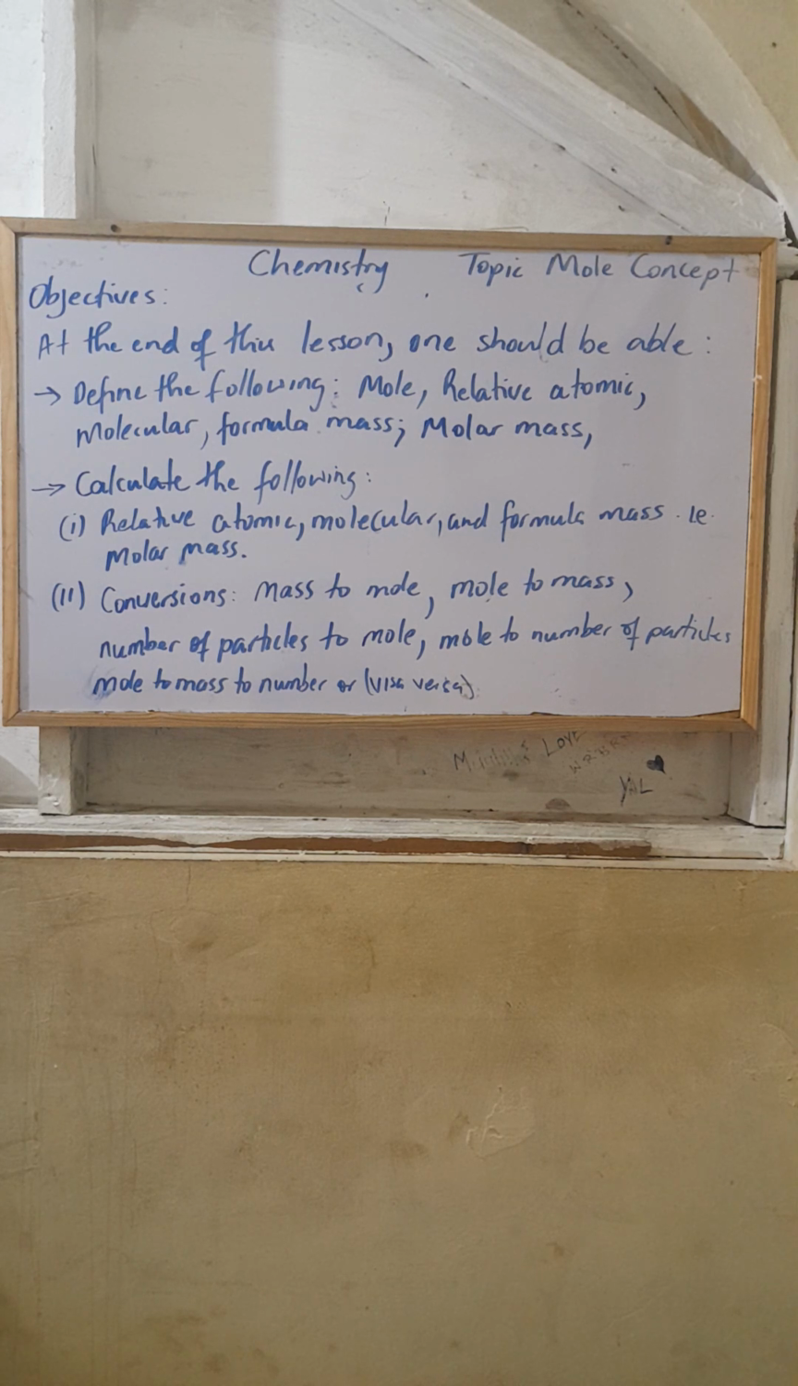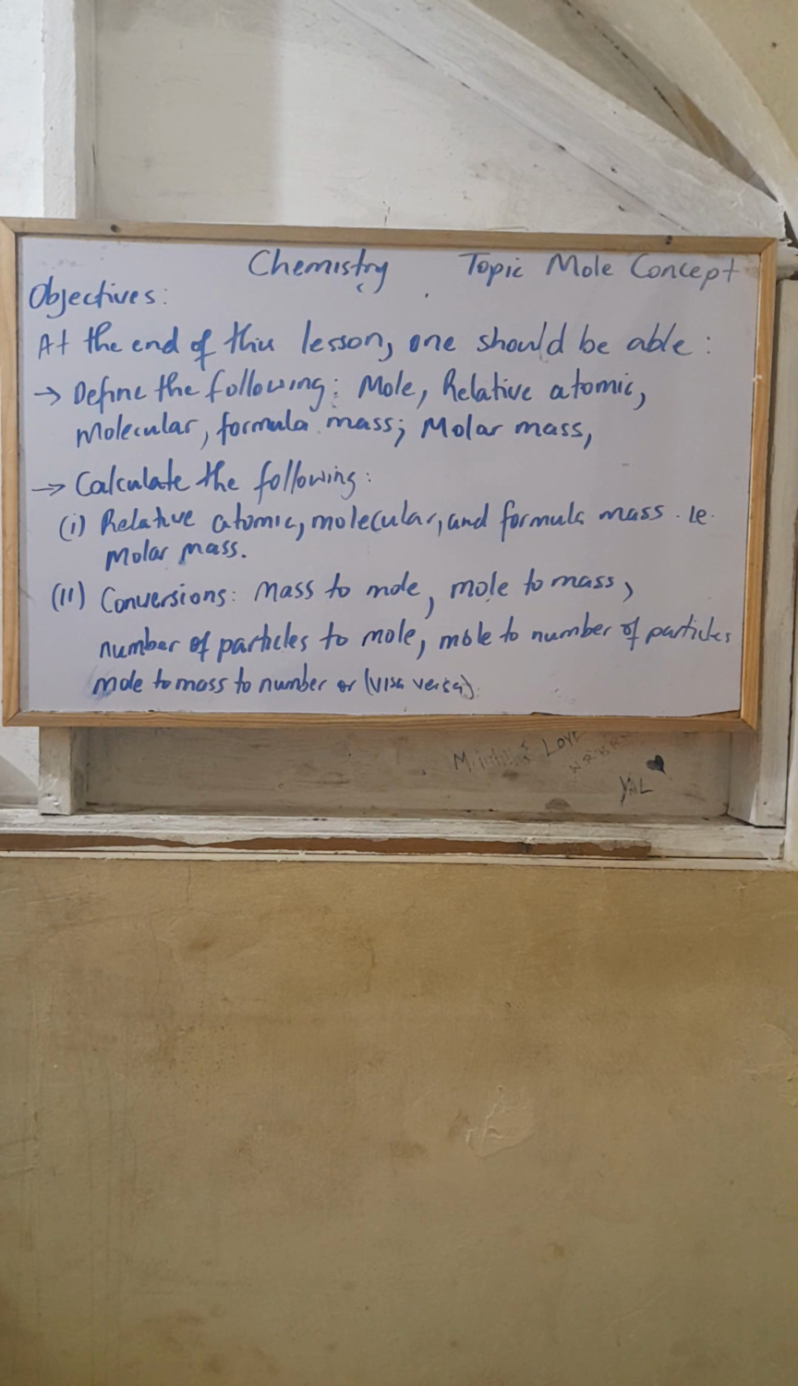Right? So molar mass, which is represented by M, capital M. Molar mass is the mass in grams of 1 mole of a chemical substance. And I repeat, molar mass is the mass in grams of 1 mole of a chemical substance.